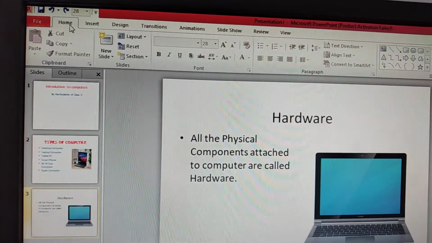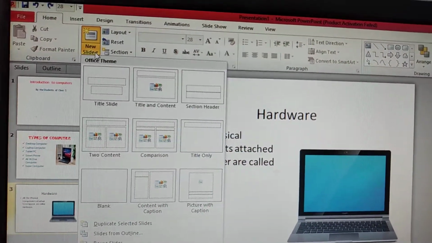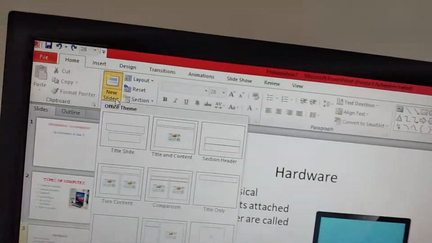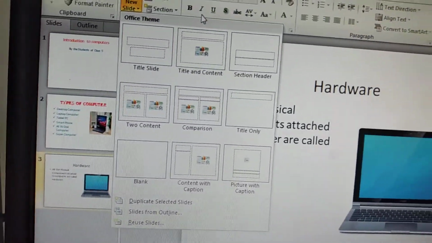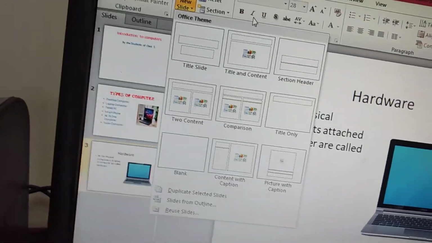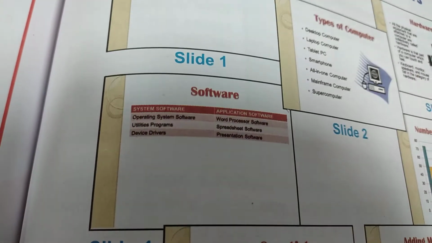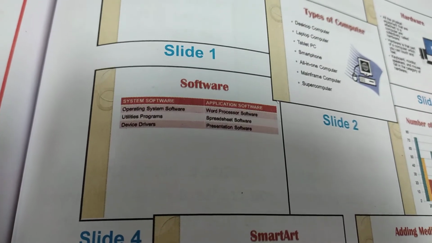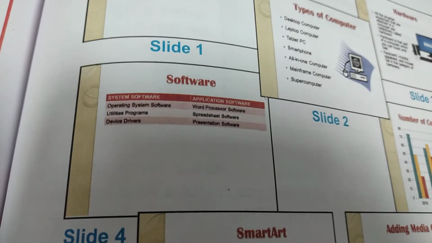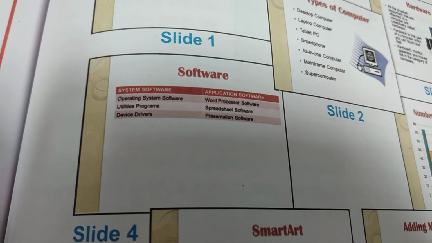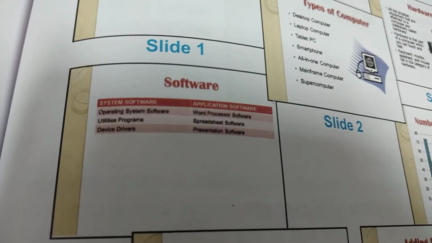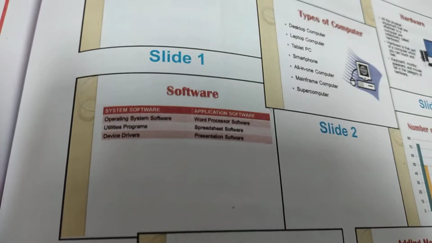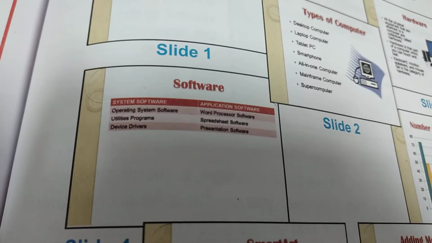Now next I am going to tell you about how you will add a table to your slide. Which table I am talking about? I am talking about this table. You see here, this is a software. It is in the form of tabular form. There are two types of software, system software and application software. So you need to insert the table for this. So I am going to tell you that how you will add a table to your PowerPoint presentation.